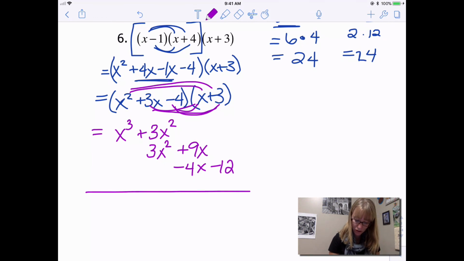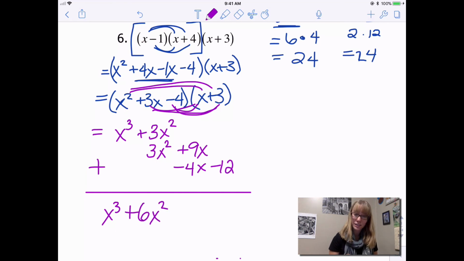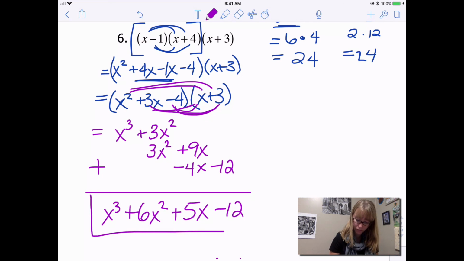So I can combine all of this together. X cubed doesn't have anything to add with, so I just have x cubed. 3x squared plus 3x squared is 6x squared. 9x plus negative 4x is 5x. And then negative 12. So now I've taken care of my x cubes, my x squareds, my x's, and my constant.